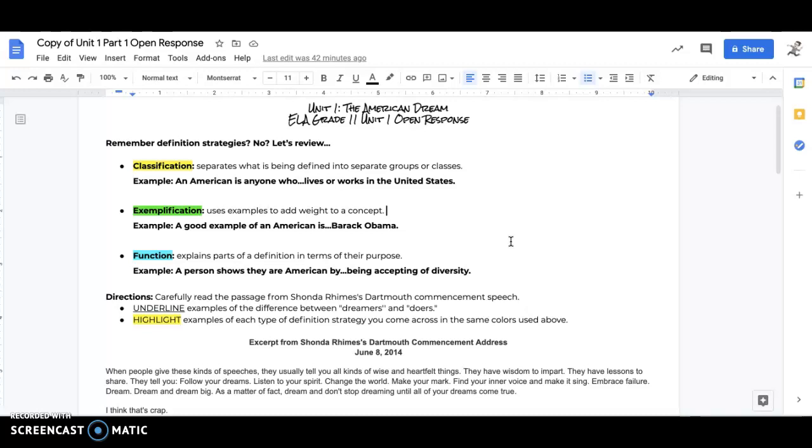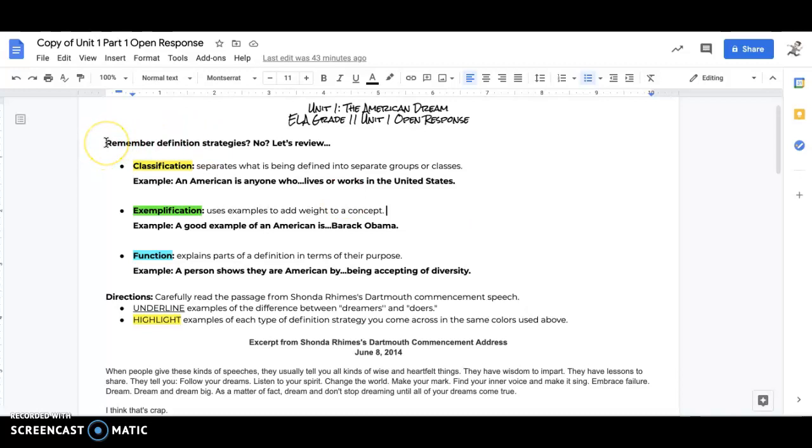So the way that we did this in class was to talk about the definition strategies together, and then to find examples of them in the speech after I read it out loud. And then I explained the writing assignment, and people completed their writing assignments independently.